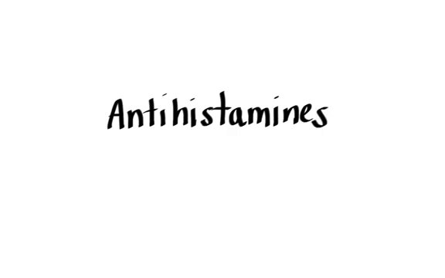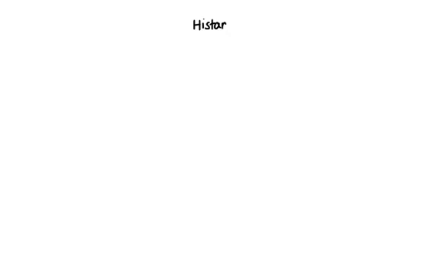In this lecture, we are going to discuss pharmacology of antihistamines. But before we do that, let's first talk about what is histamine and what does it do. So histamine is a small molecule produced in our bodies by decarboxylation of the amino acid histidine.